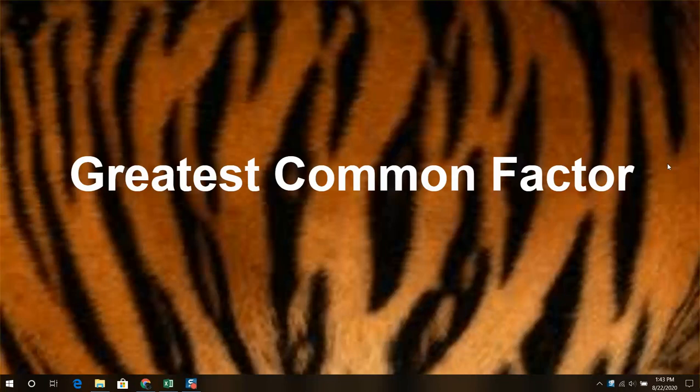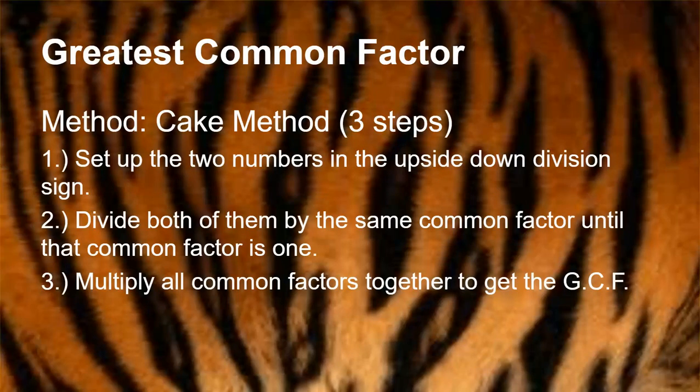Hello, and today we're talking about greatest common factor. The greatest common factor is the biggest number that is in common when we talk about the factors. So, for instance, what number divides two numbers? And what is the biggest number that divides two numbers?